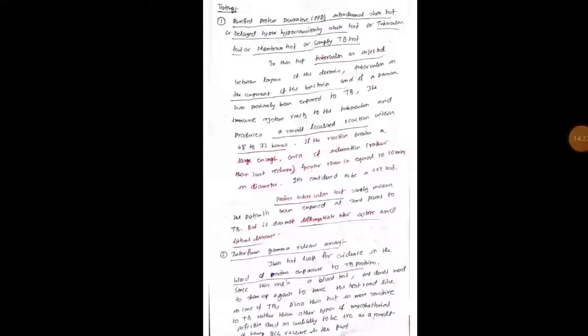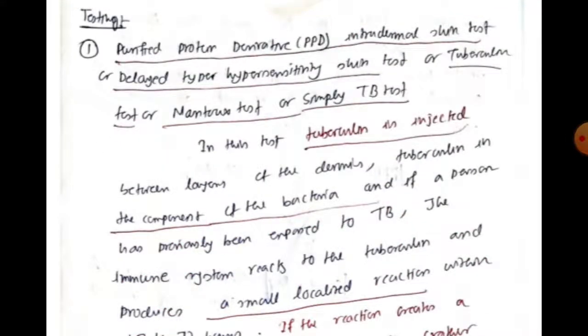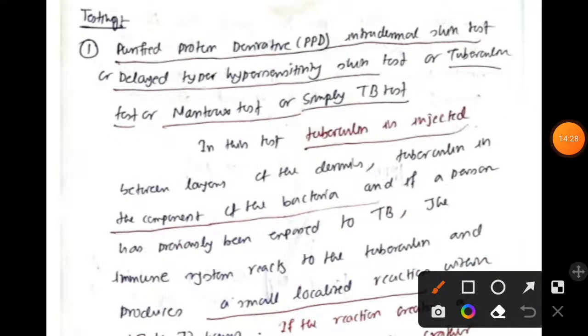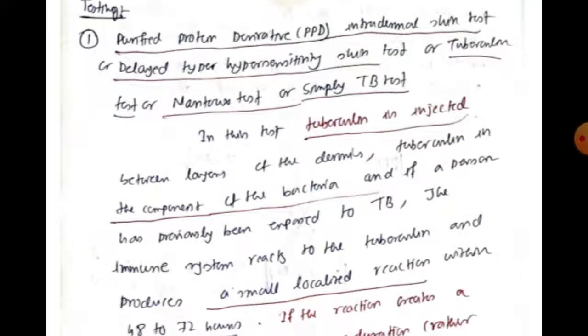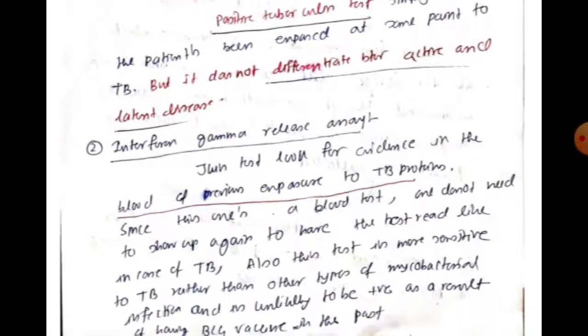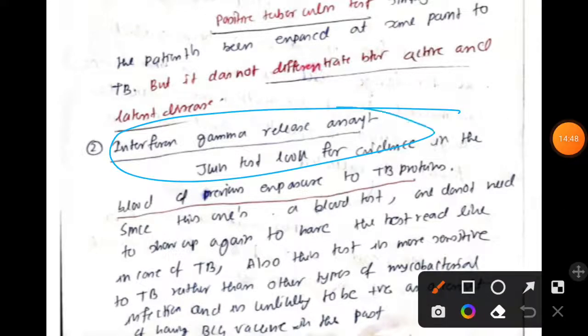Okay, so those are the various diagnostic methods available to detect whether a person is infected with Mycobacterium tuberculosis or not. The first one is the purified protein derivative, where a positive result means a large induration of 10 millimeters in diameter, right, and a negative result will simply show redness. And in the interferon gamma release assay, the main advantage is that it provides sensitivity towards Mycobacterium tuberculosis, and it is a blood test which looks for previous exposure to TB protein.